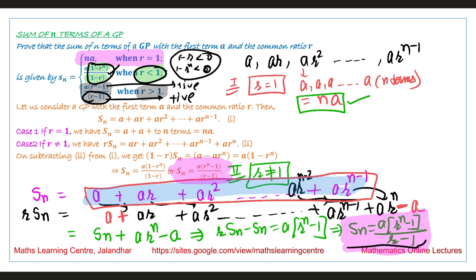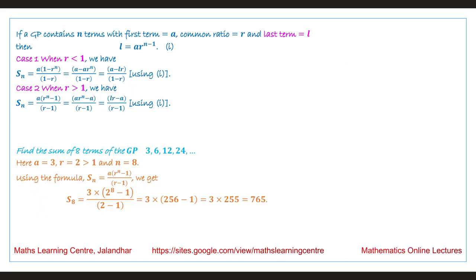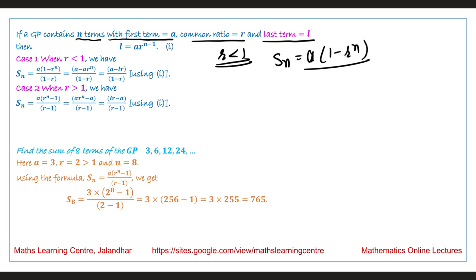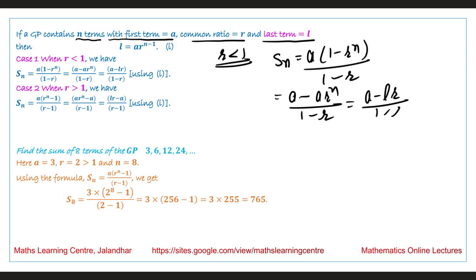Otherwise, this is the formula that we have. Next, if a GP contains n terms with first term a, common ratio r and last term l, then the sum of this GP will be given by, when r is less than 1, Sn is equal to a into 1 minus r raised to the power n over 1 minus r. This is equal to a minus ar raised to the power n over 1 minus r. This is equal to a minus lr over 1 minus r.